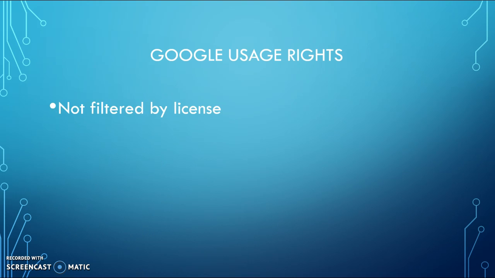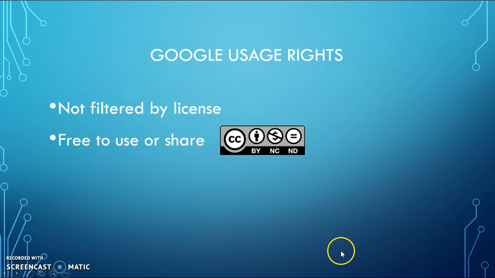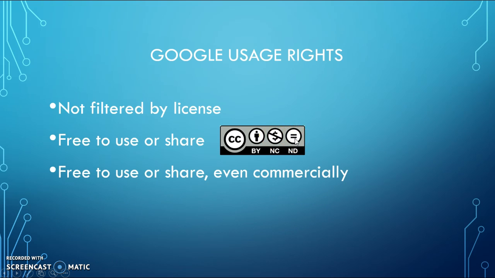Here are the licenses. The first is just not filtered by a license at all. This would give you all images no matter what the license. Once you start filtering, you have 4 options. Free to use or share, which would say that we can't change it or sell it and would correspond to this Creative Commons license. Notice I can't sell and I can't change. The next is free to use or share even commercially. Now I can sell it, but I still can't change it. It would correspond to this license. Notice that I can't change it, but I can sell it.